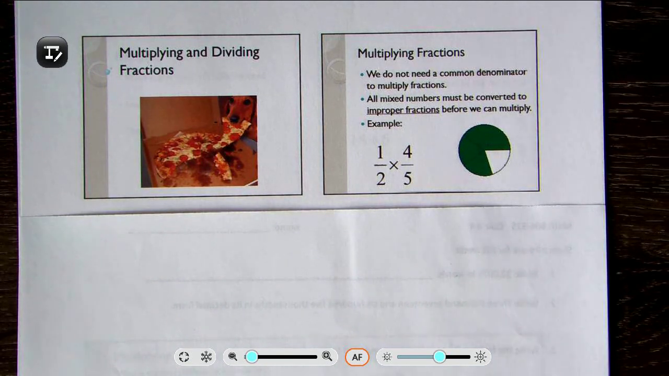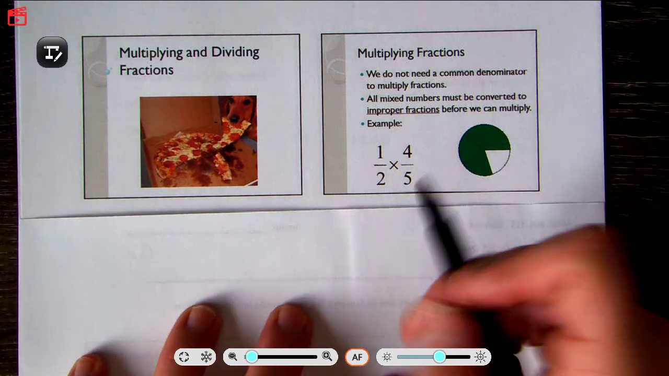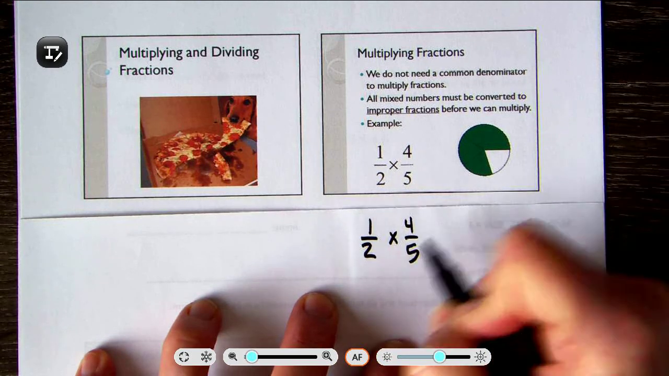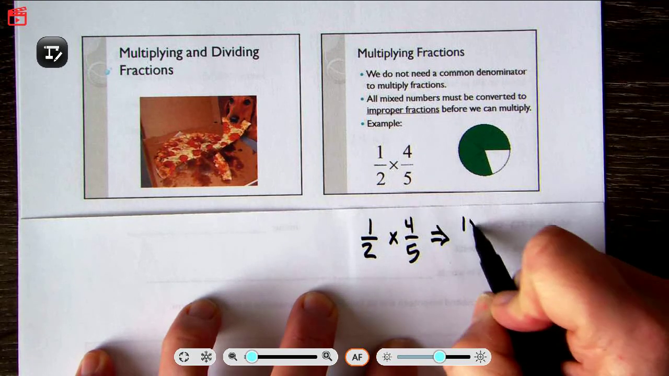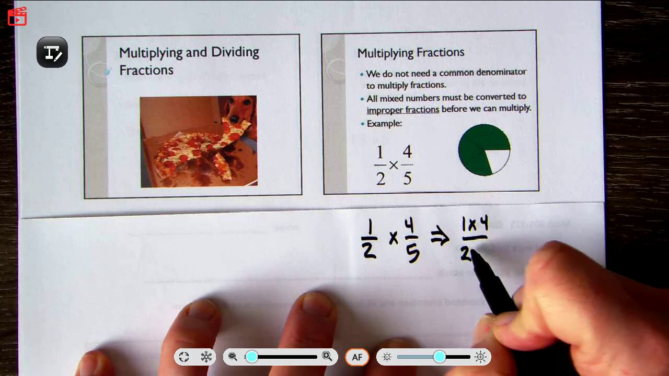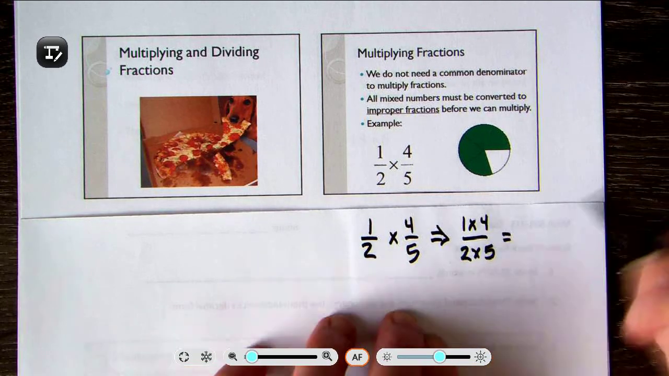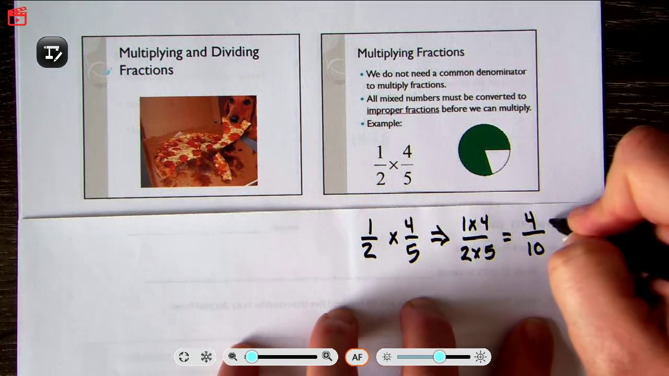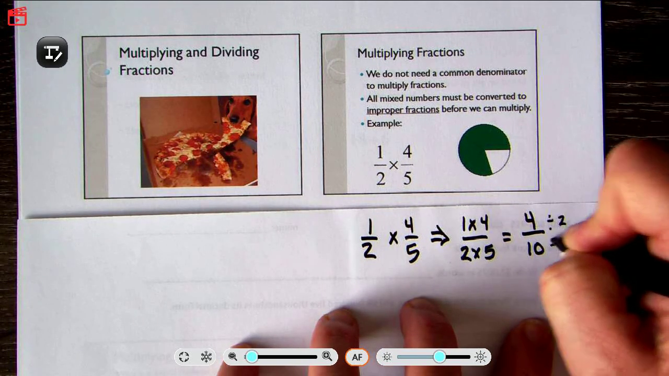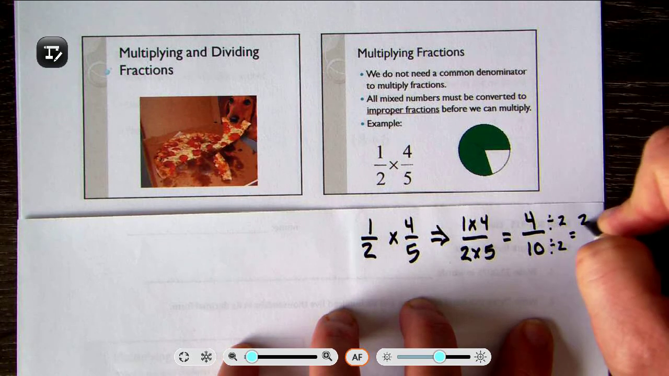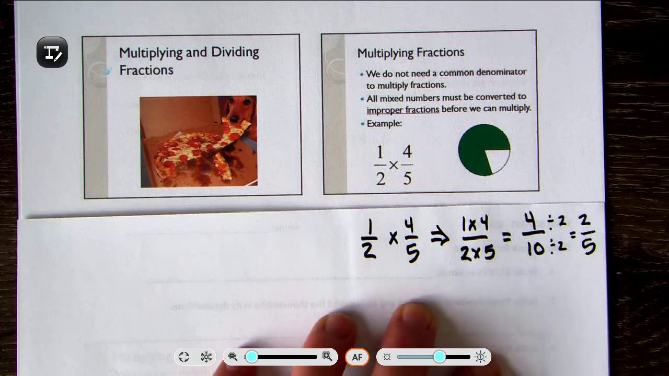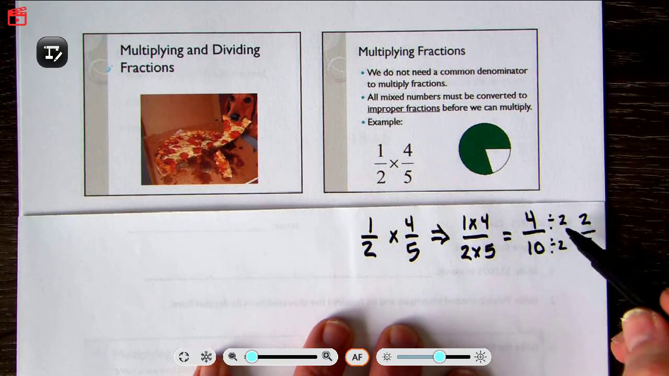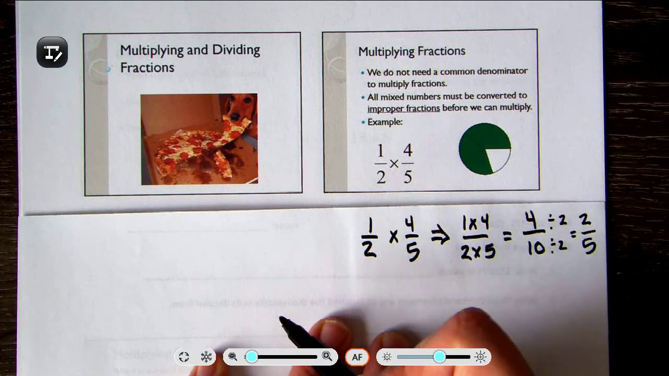And to multiply, all we have to do, so I'm going to write this one down, is we multiply across the top, we multiply across the bottom, and then we reduce. So there's a 2 in both of these, and we get 2/5.